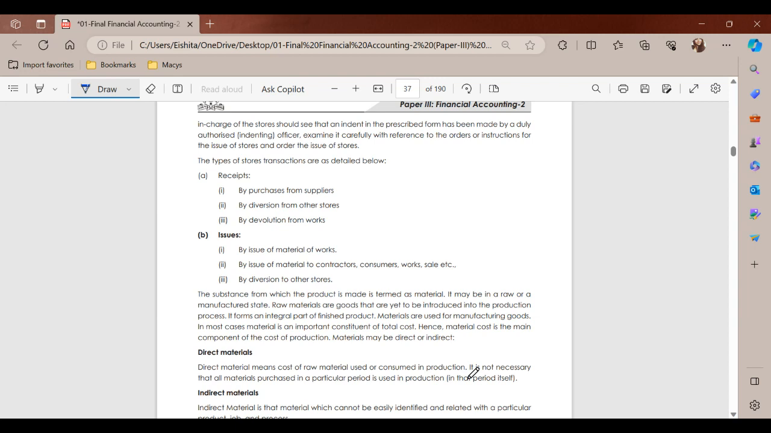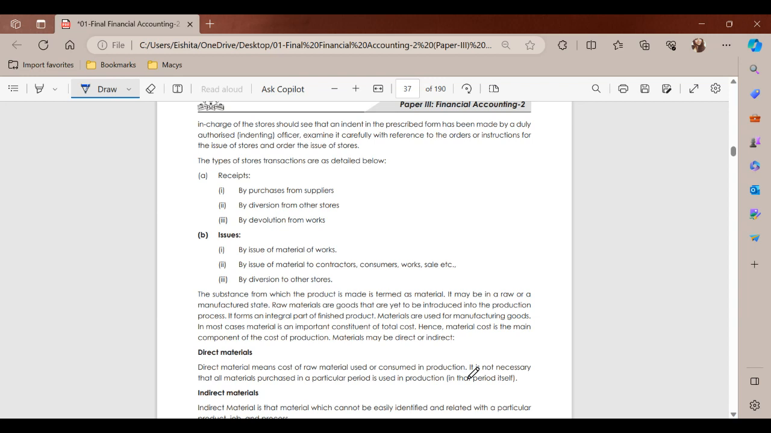Materials are used for manufacturing goods. In most cases, material is an important constituent of the total cost. So if the cost of the motorcycle is 1 lakh rupees, I can tell you from my experience, the manufacturing cost of the motorcycle is 60,000. About 50-60% is the component which goes into the manufacturing cost. As material cost is the main component of the cost of production.